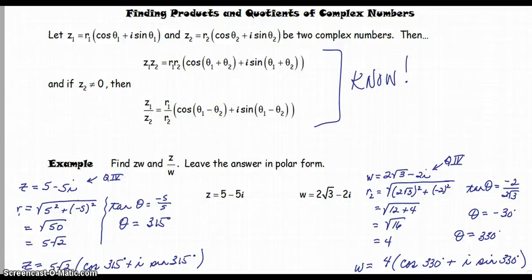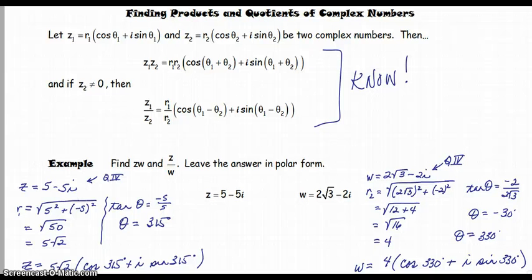However, remember there's a restriction on theta. It has to fall between 0 and 360 degrees. So theta in this situation would be 315 degrees. And z would equal 5 square root of 2 times the quantity of cosine 315 degrees plus i sine of 315 degrees.